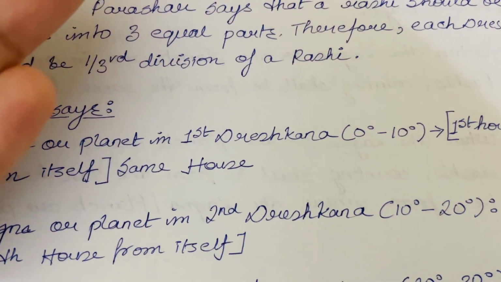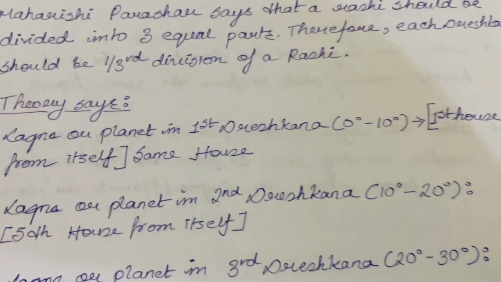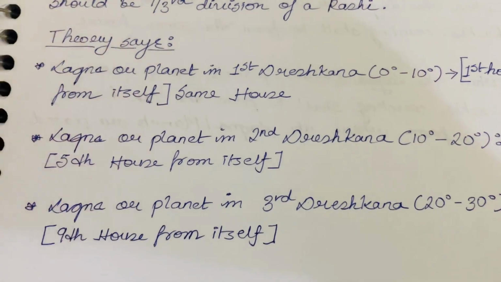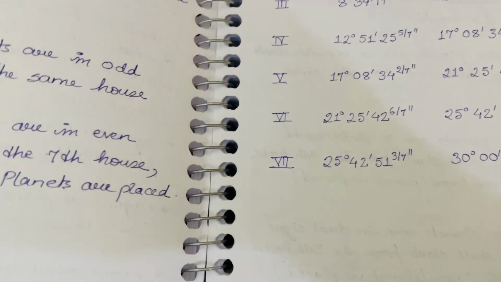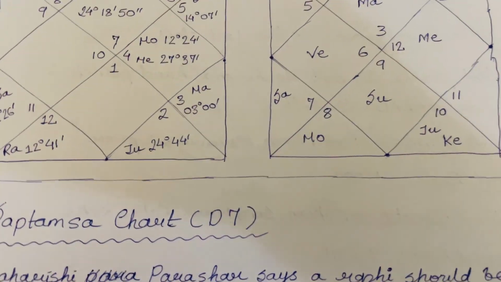If it is in the first Dreshkana, it will be the first house from itself. If it is in the second Dreshkana, it will be the fifth house from itself, and if it is in the third Dreshkana, the ninth house from itself. Let's do this right now. Let's do the calculation right now so that you all will be absolutely clear with the concept.